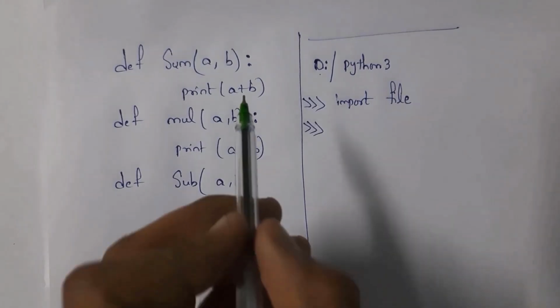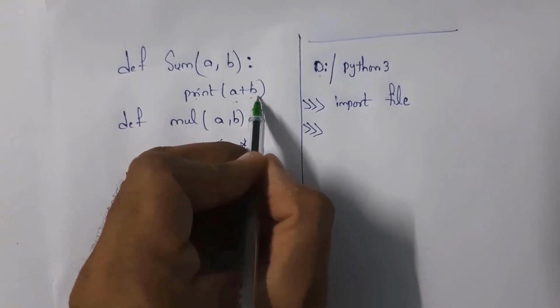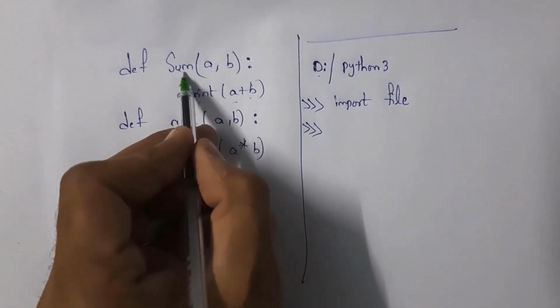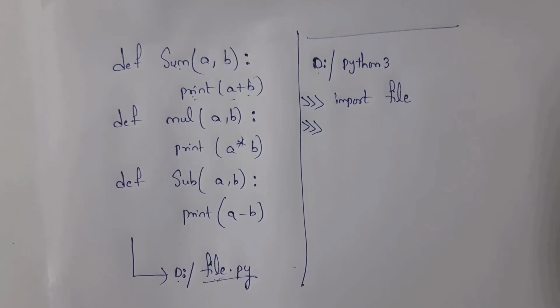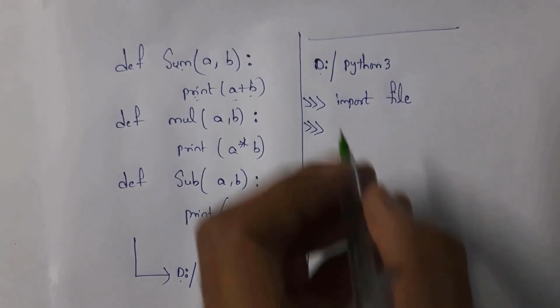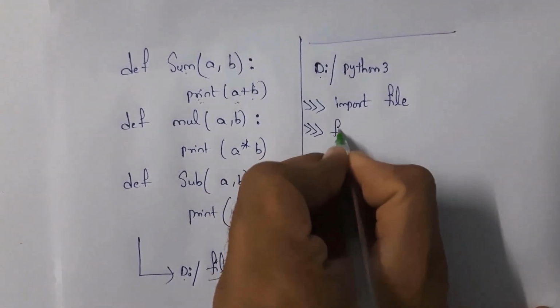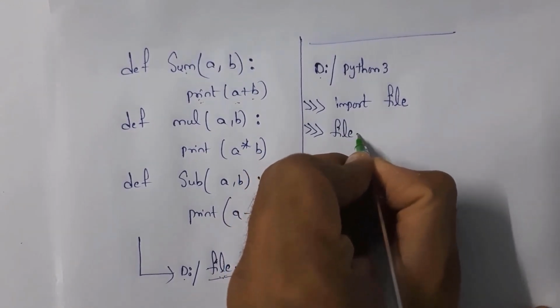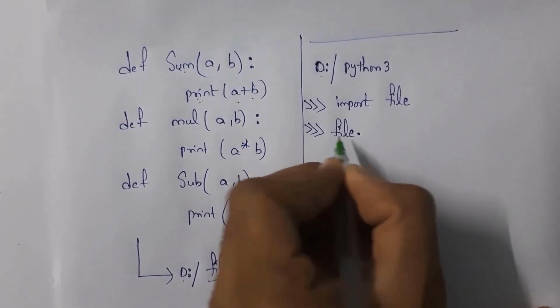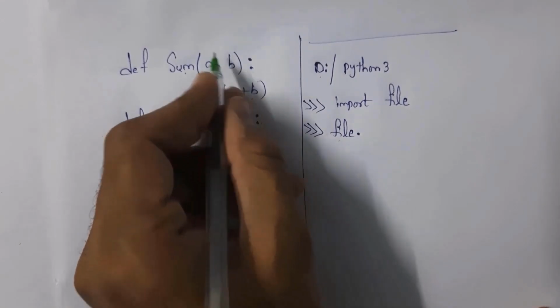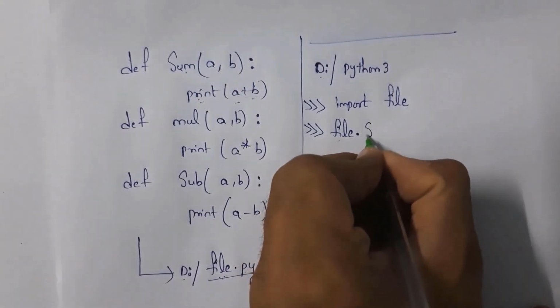Now I want to perform addition, that is a plus b. This statement is present in the function sum, and this code is present in the module, that is file.py. So at first you need to write the module name, that is file dot, this is the module name, and this a plus b is present in the function sum. So just write here sum.